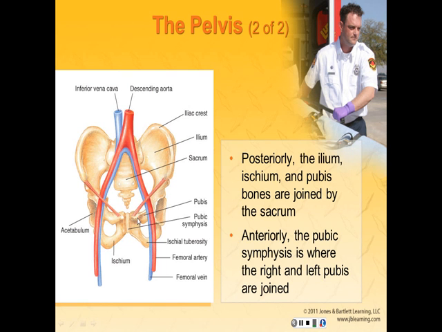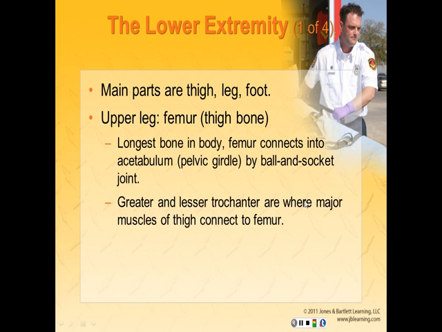This is the pubis bone on the patient's left, pubis bone on the patient's right. The ischium are the bones at the bottom, and the big wings are the iliums. And this is the iliac crest, where it wings off. And here's your sacrum. The lower extremity, the main parts are the thigh, leg, and foot.